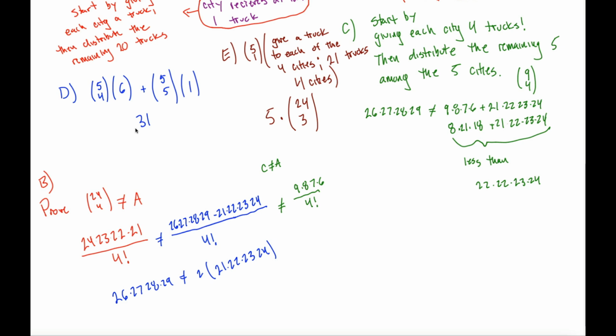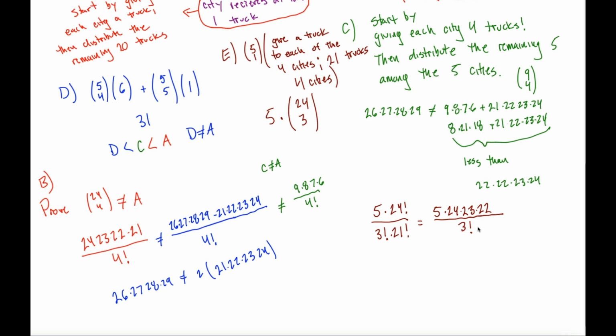D is really easy. D is 31. D is less than C. We've already shown that C is less than A. Therefore, D does not equal A. Finally, quantity E. I got 5 times 24 choose 3. 24 choose 3 is 24 factorial divided by 21 factorial times 3 factorial. I can cancel this 21 factorial with most of this 24 factorial. That leaves me with 5 times 24 times 23 times 22 up top. Down on the bottom, I got 3 factorial.